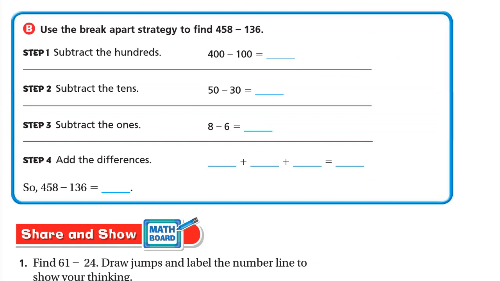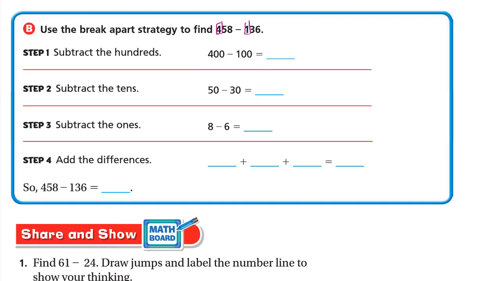Okay, so the third strategy is to use the break apart strategy to find 458 minus 136. Like addition in the break apart strategy, we will subtract the hundreds together, subtract the tens together, subtract the ones together. Okay, so we'll subtract the hundreds.